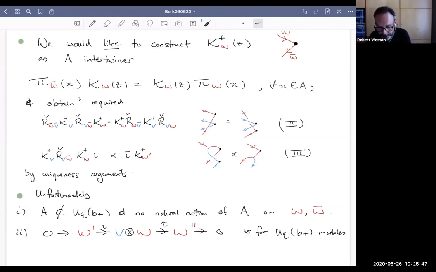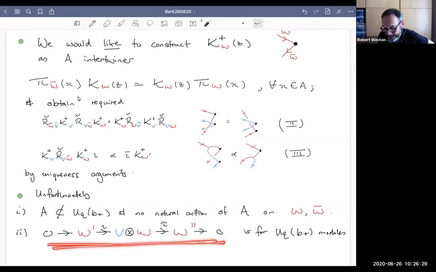So this is what I'd like to do, but there's a problem with doing this, and the problem is I've got too many algebras around. So I've got my quantum group, and then I've got the two Borel subalgebras. And the trouble is that the coideal subalgebra is not a subalgebra of the Borel subalgebras. Okay, so there's no natural action of the coideal subalgebra on these two different Borel subalgebra representations. So there are four algebras around, and between the coideal structure and the Borel subalgebra structure, one is not a subalgebra of the other one. So I can't find a natural action of the coideal subalgebra on the Borel subalgebra modules. And moreover, this exact sequence is for U_q(B+) modules, not coideal subalgebra modules.